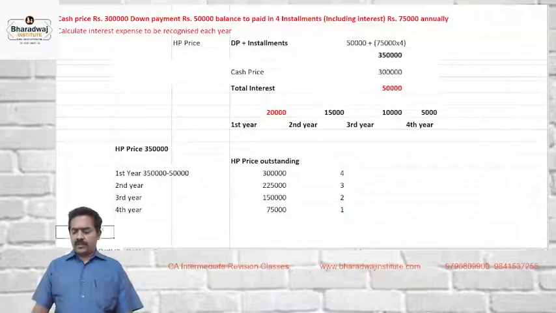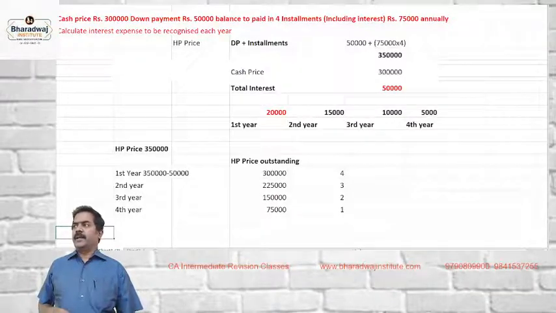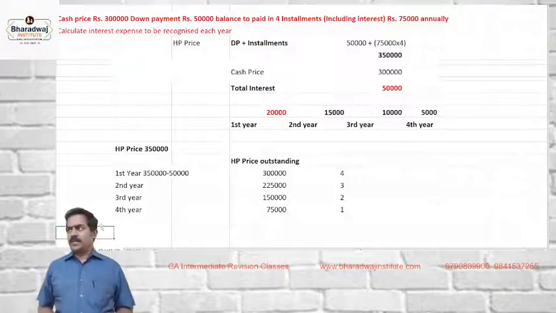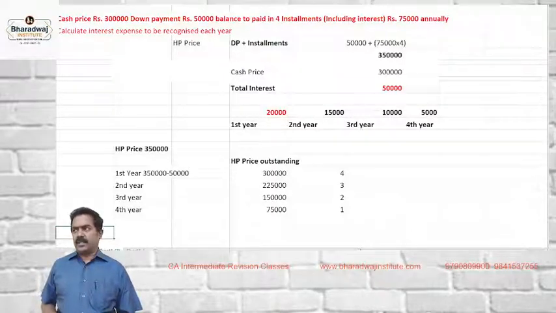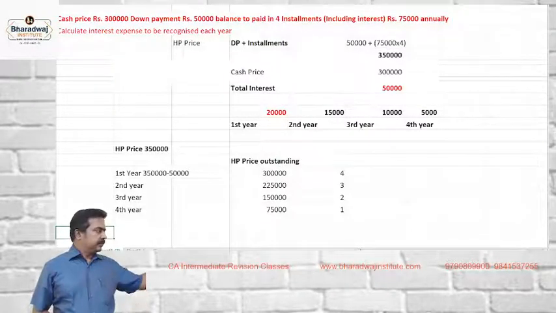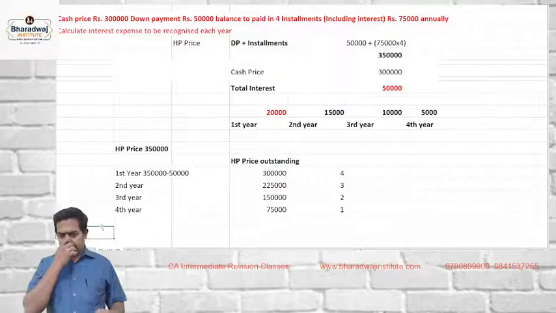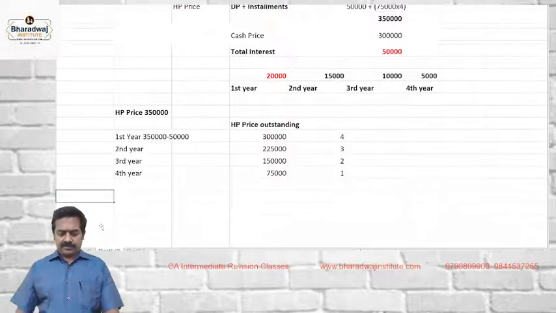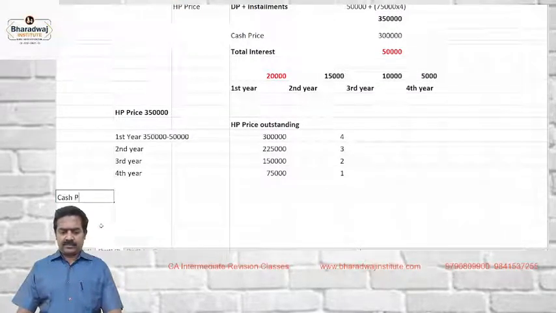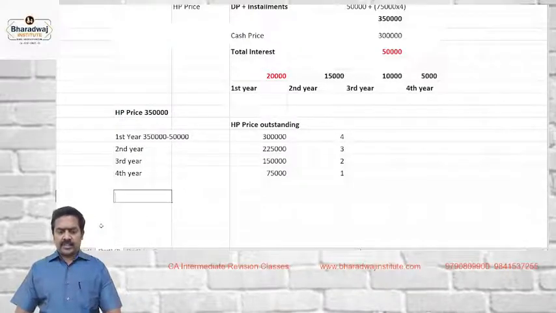In this problem, what was missing? Interest rate is missing. In this problem, the rate of interest is missing. Next. Take up this next question.